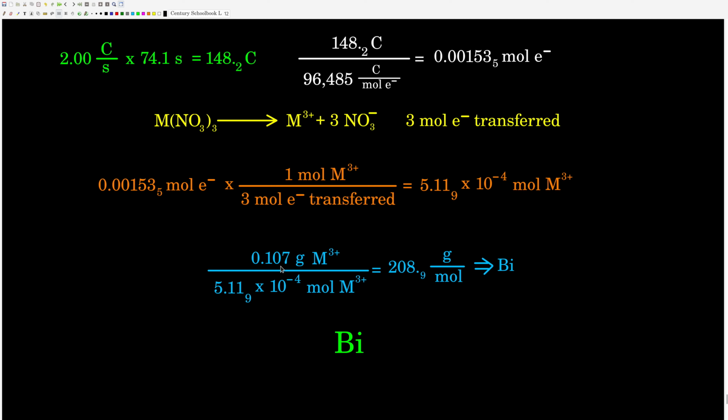And so the molar mass is just the mass divided by the moles, 209 grams per mole, which ends up being bismuth. And that's all there is to that, guys.